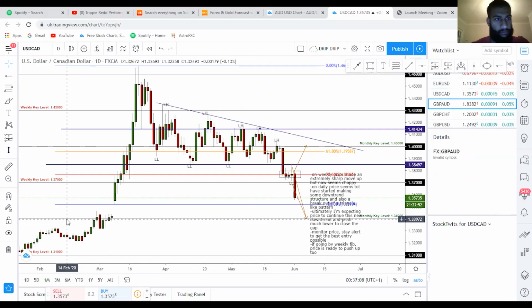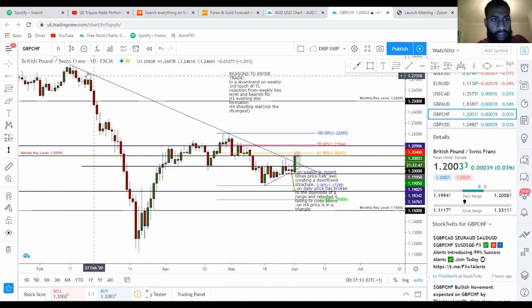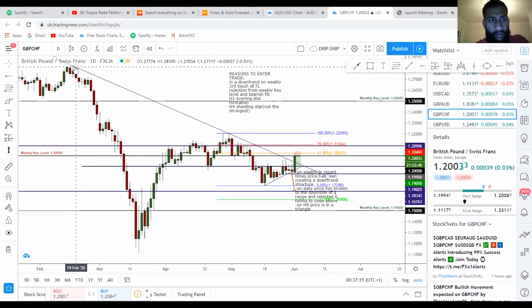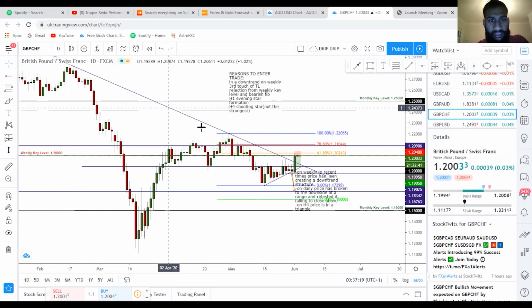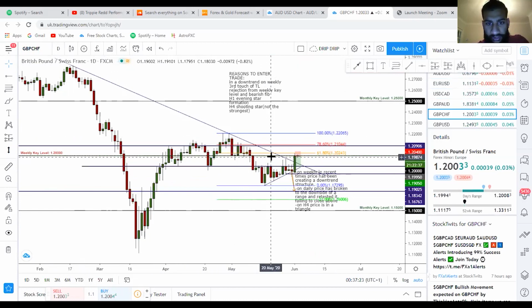What else have I entered right now? Pound chef, yes, this is something I've just done right now. So this is on a downtrend on weekly, making downtrend structure. We can see this trend line over here, made a third touch over here, and it's found resistance on this weekly key level. Then I thought, let me draw a fib out, right? It seems like it's made a decent enough retracement.